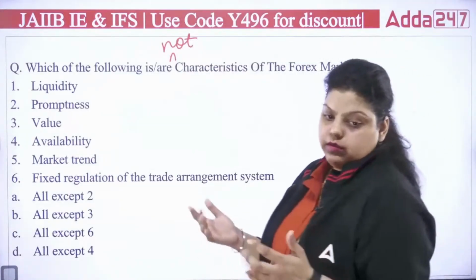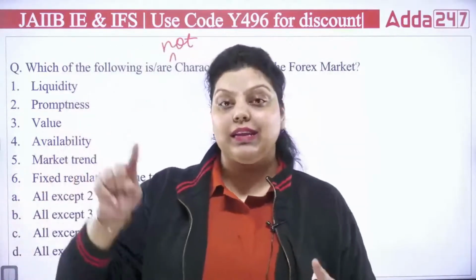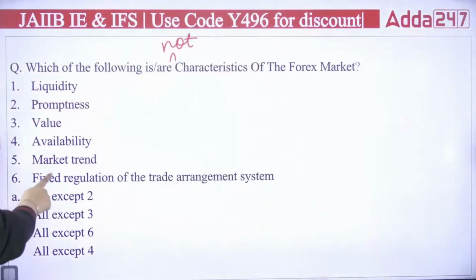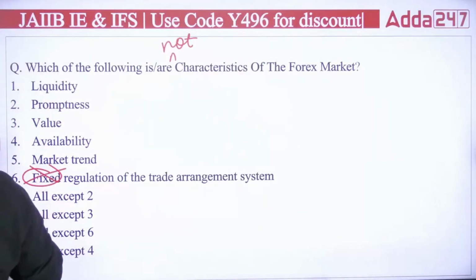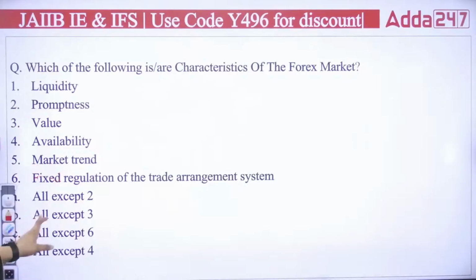C, everyone is going with. Pragati ma'am, it is self-certified syndicate bank. Okay. And very good. It should not be fixed. It should be flexible. So right answer will be C. Very good. All except 6. Correct. C is correct. Next.